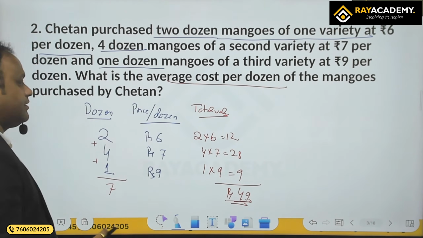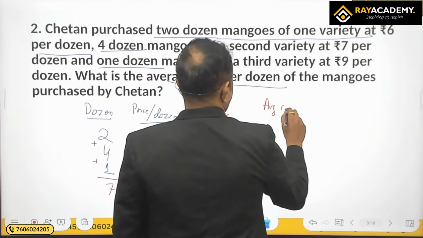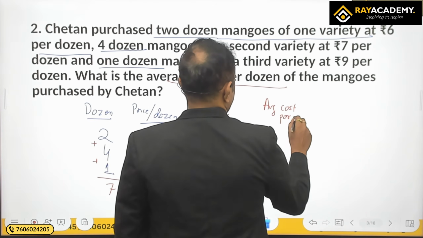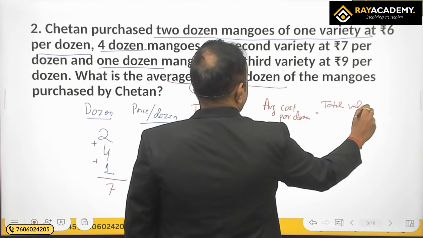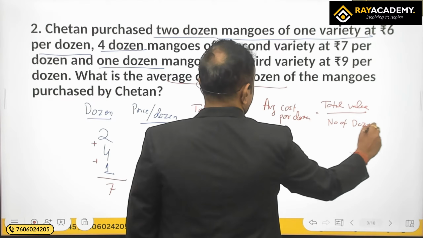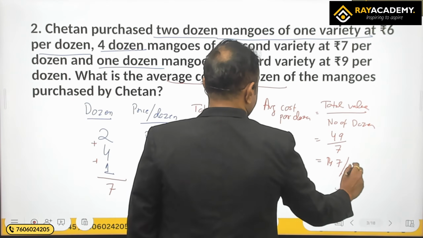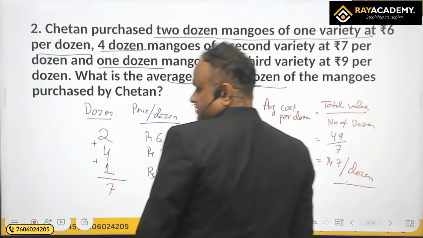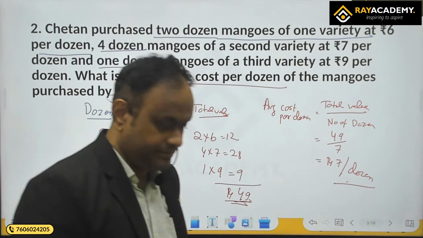So what will the average price be? Average cost per dozen is total value divided by number of dozens. So it is 49 rupees divided by 7, so that is 7 rupees per dozen. This is your answer, 7 rupees per dozen. So simple average question. This is the approach. Hope you are getting it.